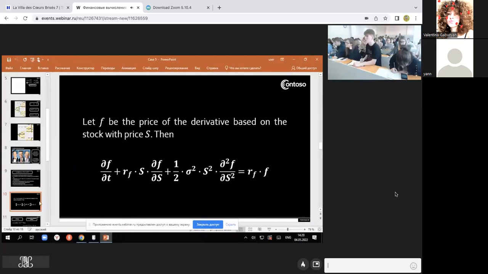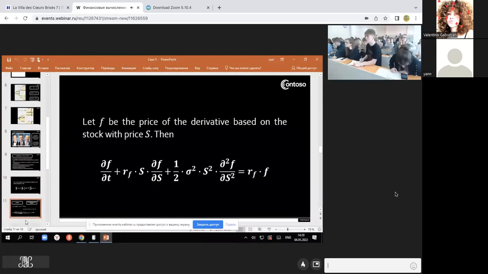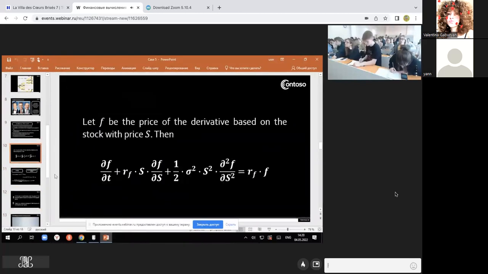I'm not sure about this slide, but in this case, wait a minute. No, okay, no information on this slide, so I'll write here. In case we consider the European call option, the boundary condition will be like this. The option price must be equal to the maximum of S minus K and 0 at the time moment equal to T. This is for the European call option.